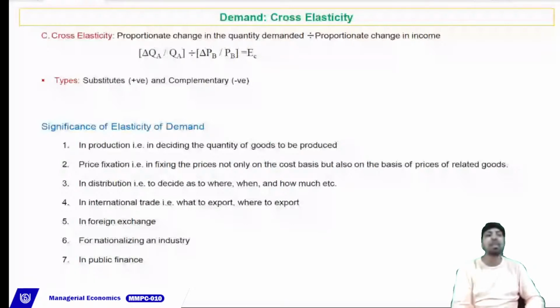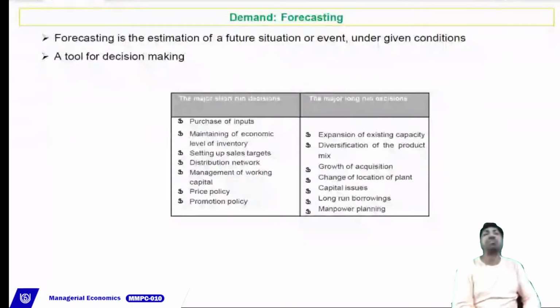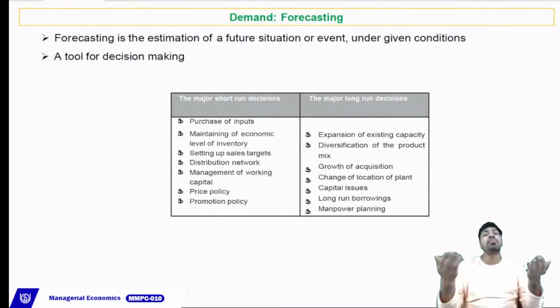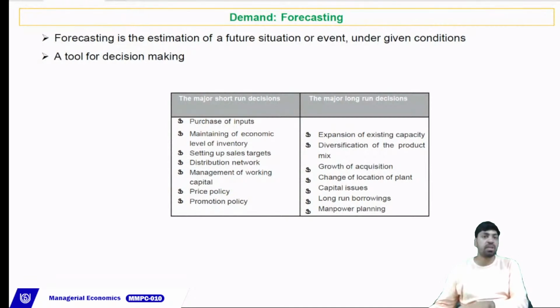The next topic is demand forecasting. Forecasting is the estimation of a future situation in any given scenario. Forecasting is just an estimation of what the price would be and what the market scenario would be in the future, because it is done for the benefit of the future. It is an ultimate tool for optimal decision making.